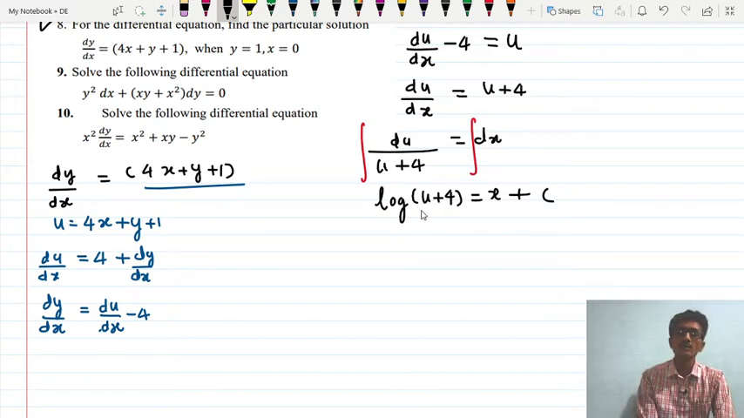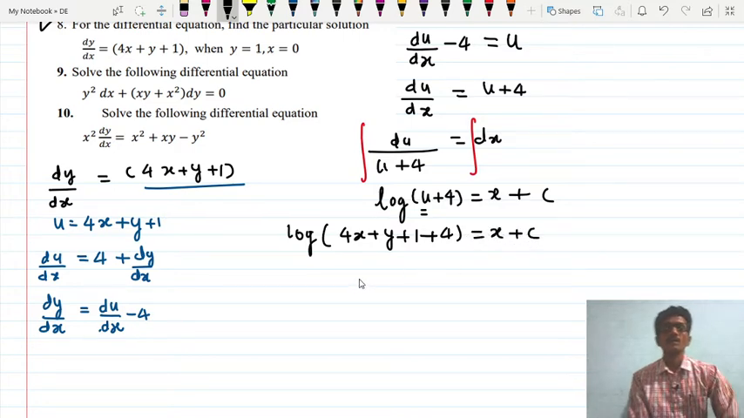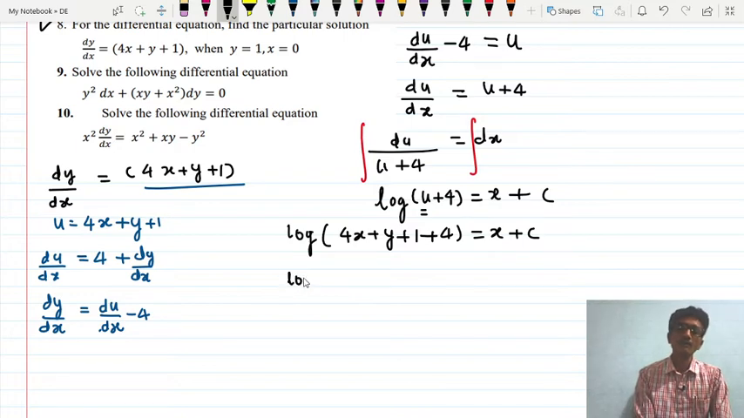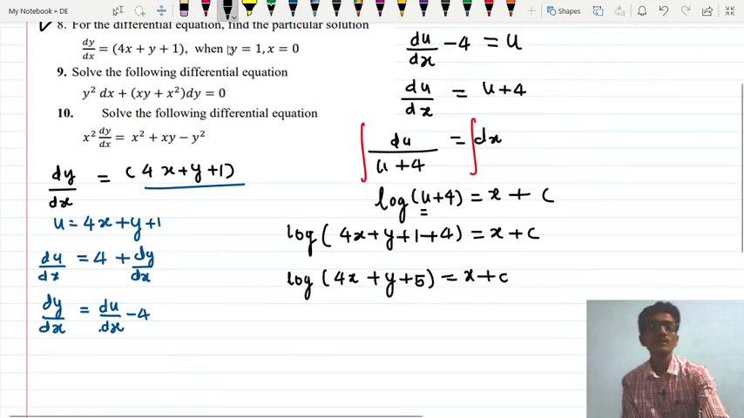First of all, you will substitute its value. Log of, here u is 4x plus y plus 1, and that plus 4 is there, which is x plus c. This is log of 4x plus y plus 5 is x plus c.